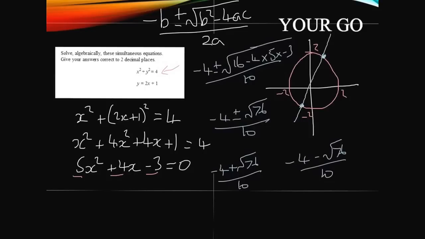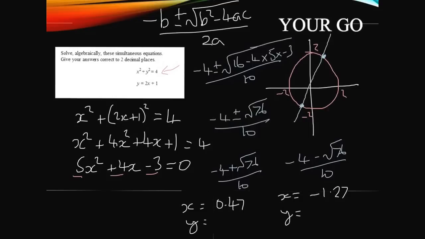Just check that you've got these solutions somewhere, and you should get 0.47 and minus 1.27. So these are your 2 x values. Substitute them back in and you'll get the corresponding y values. So we're doubling that and adding 1, so we've got 1.94, and the second one again doubling it and adding on 1, minus 1.54. So these are the 2 solutions that you should have got.